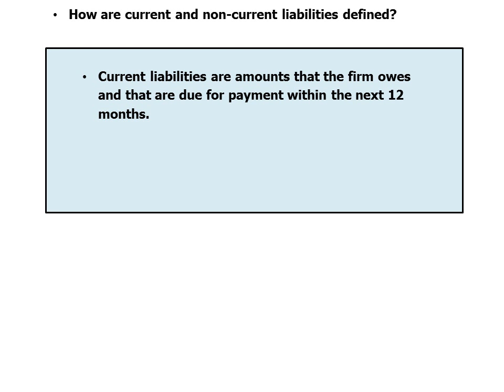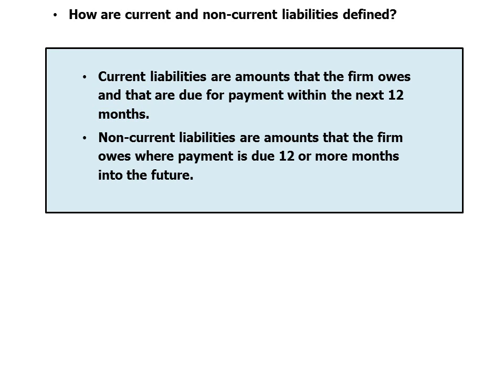How are current and non-current liabilities defined? Current liabilities are amounts that the firm owes and that are due for payment within the next 12 months. Non-current liabilities are amounts that the firm owes, where payment is due 12 or more months into the future.